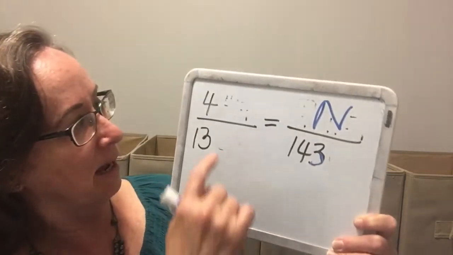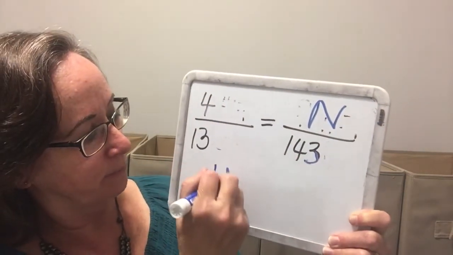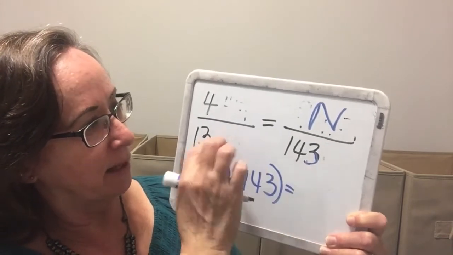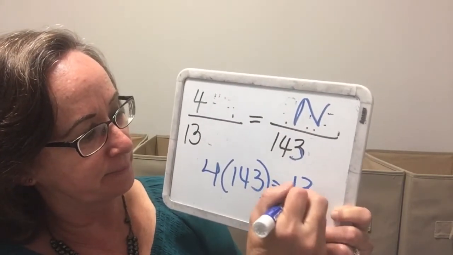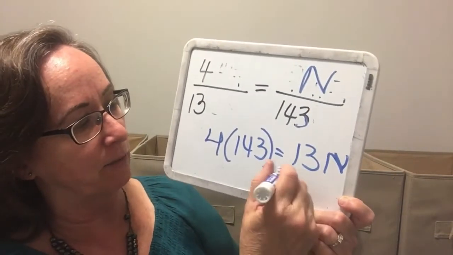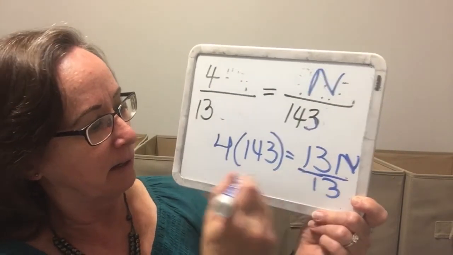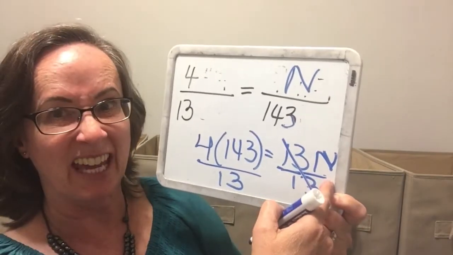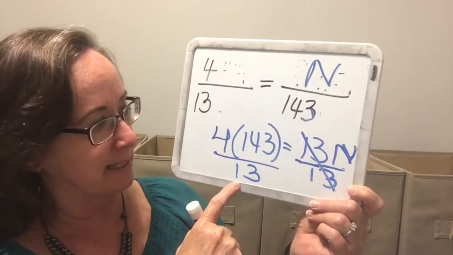Okay, so now we got 4 times 143 is 13 times n. But I don't want 13n, I just want n. So we're going to divide by 13. We're going to divide by 13. And now we just have n equals this.